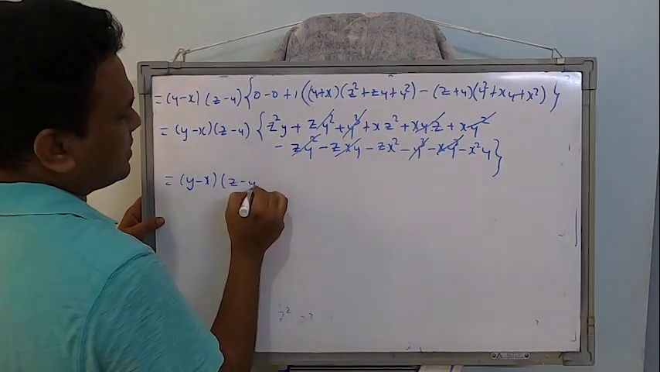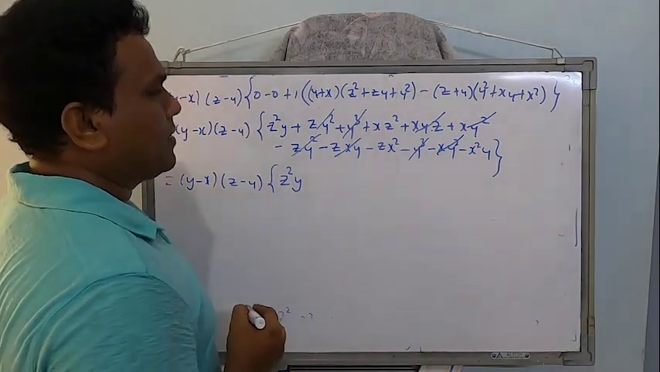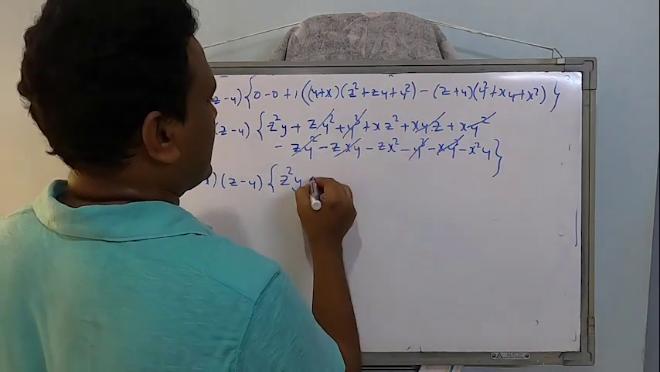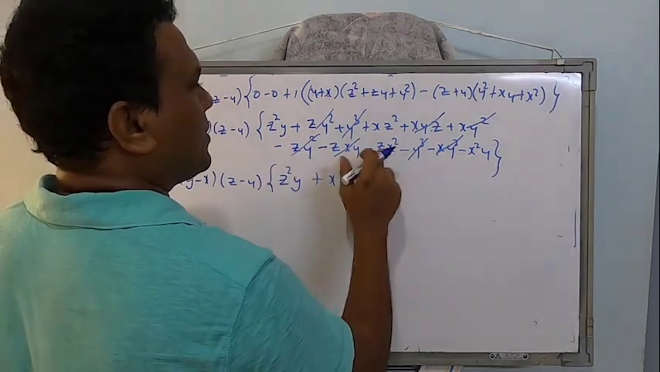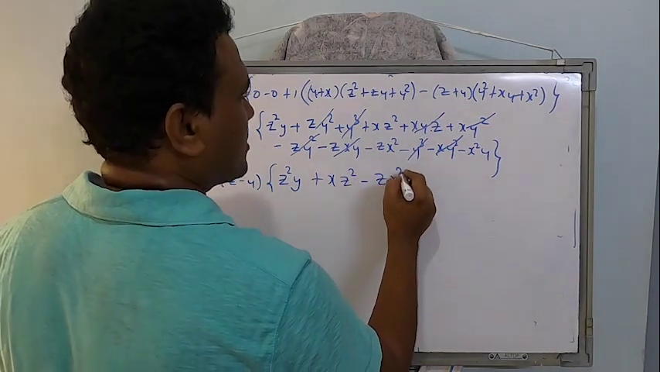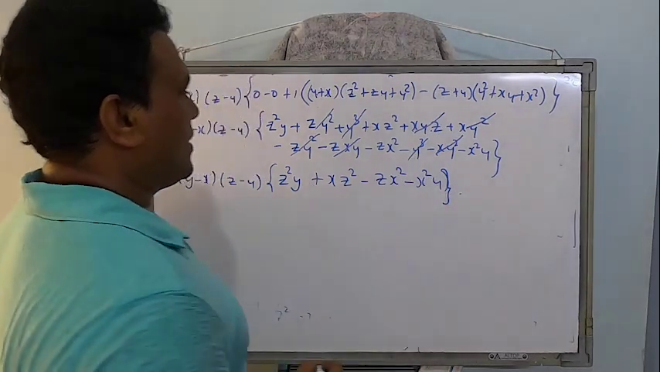Y minus x, z minus y, then z square y. Okay, fine. And the next element is what? The next element is plus x z square. Correct. And here minus z x square minus x square y. These are the remaining elements.